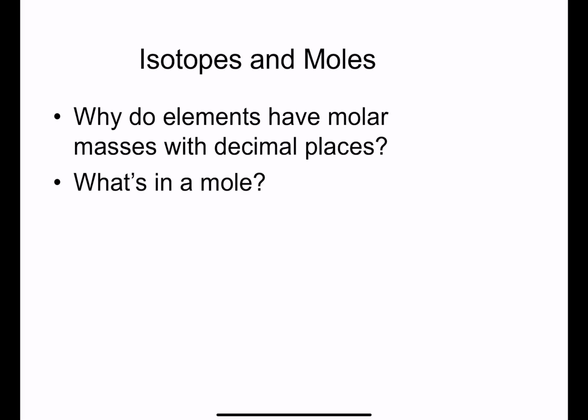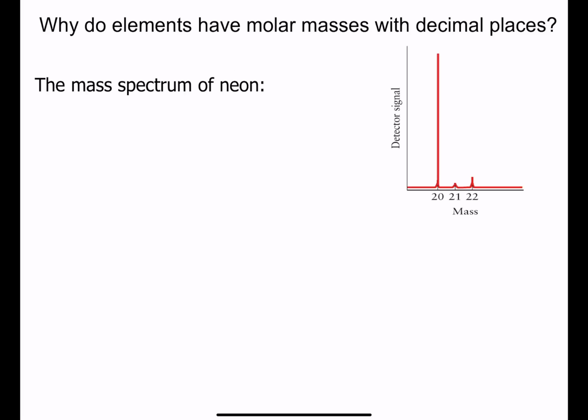Hello, in this video we're going to talk a little bit about isotopes and moles. The main questions we want to answer: why do elements have molar masses with decimal places, and what's in a mole? So first, let's address that first question. Why do elements have molar masses with decimal places? When we look on a periodic table, there's not just round numbers.